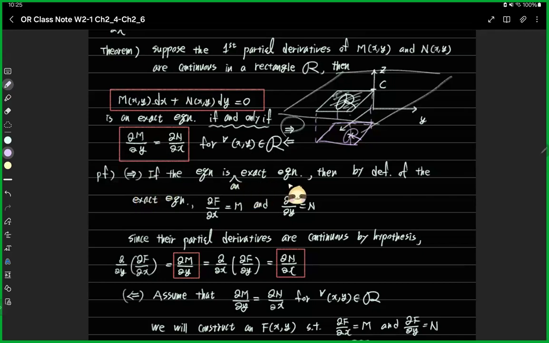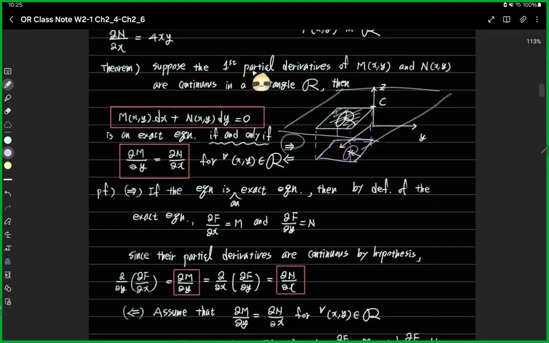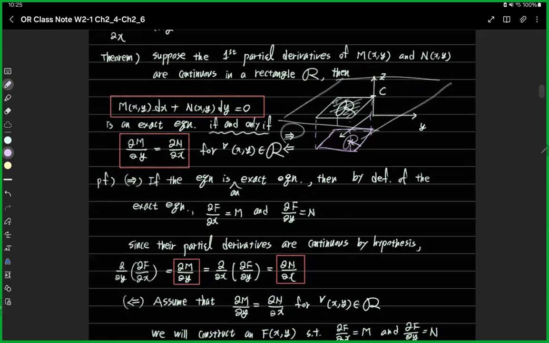If the equation is exact, then by the definition of an exact equation, the partial of f with respect to x equals M, and the partial of f with respect to y equals N. Since their partial derivatives are continuous by hypothesis, because here we assume that the first partial derivatives of M and N are continuous, that's the assumption. So we take the partial derivative of this with respect to y, and of this with respect to x. Then these two must be equal. Proof is done.